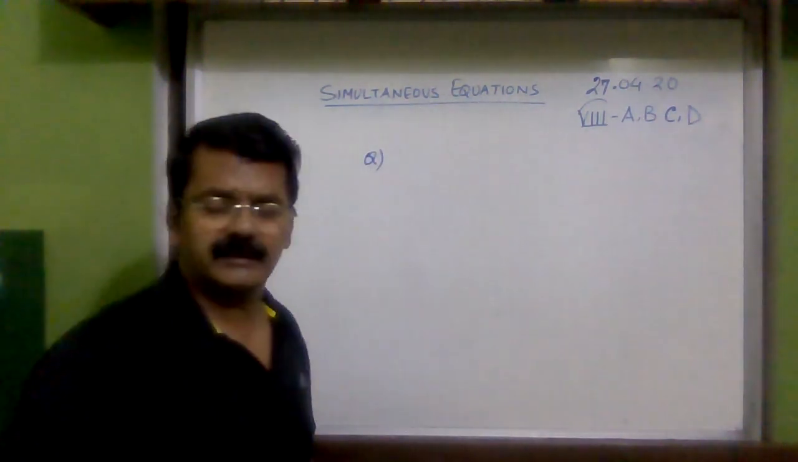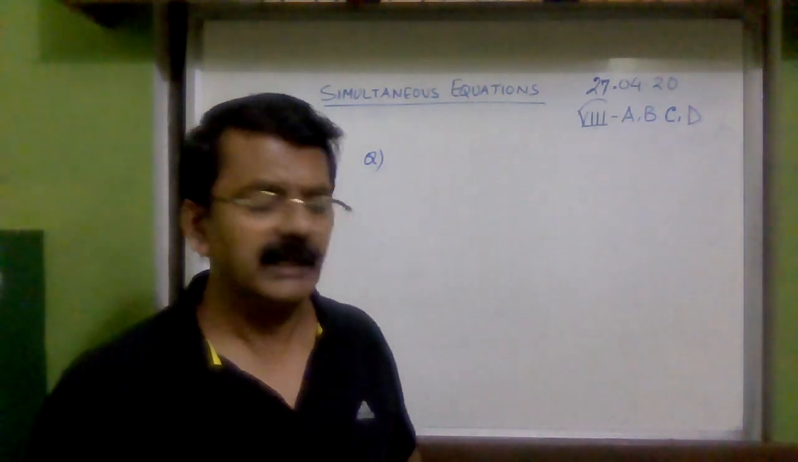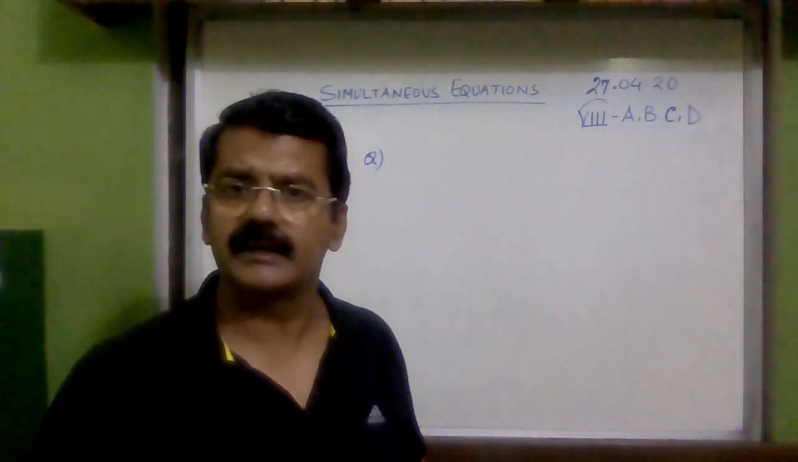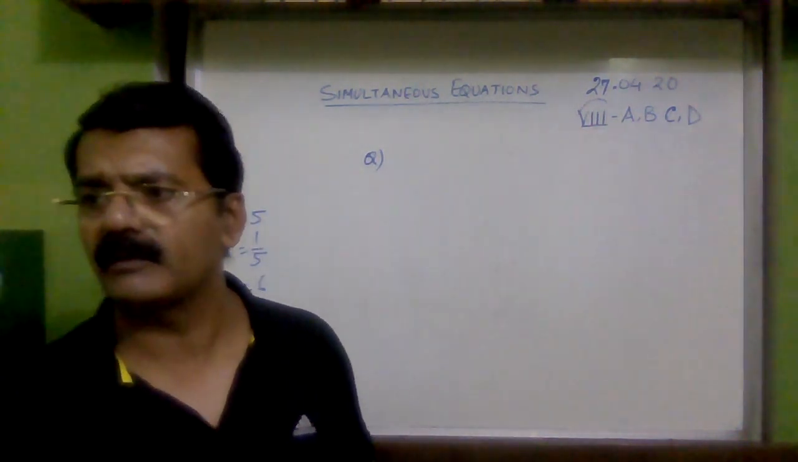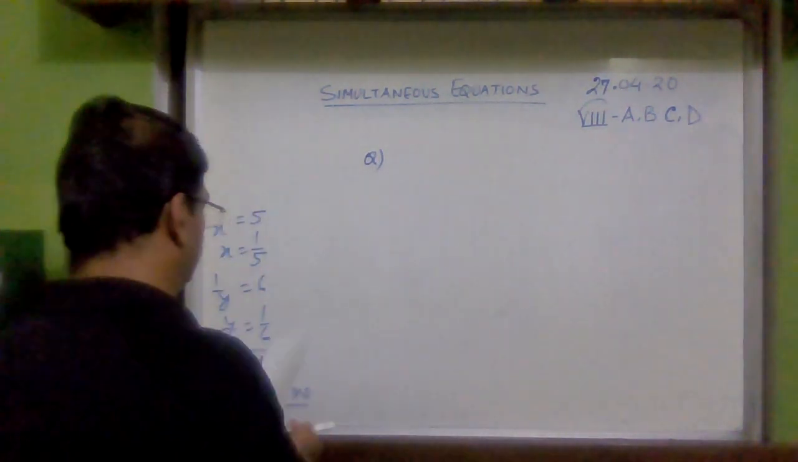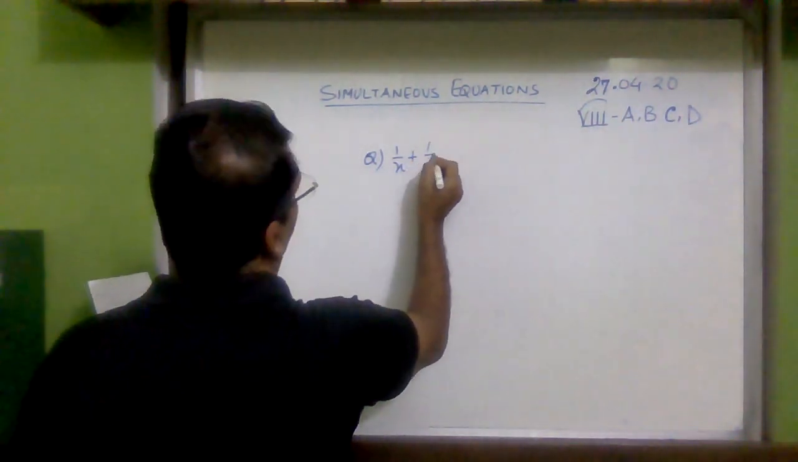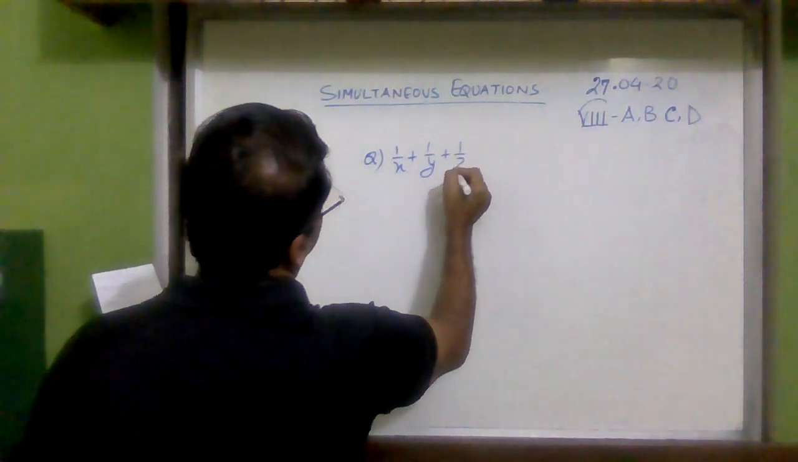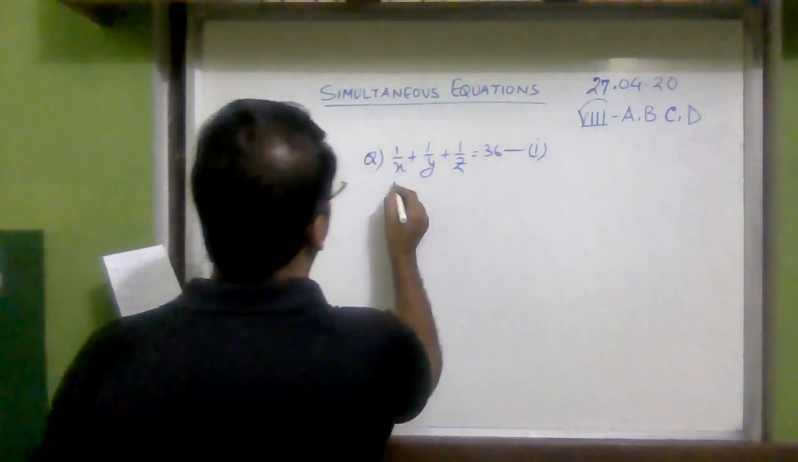We have already done the questions with 3 variables, that is x, y and z. So it is also of 3 variables, but instead of x, y and z we have 1 upon x, 1 upon y and 1 upon z. So the question is, the first equation is 1 upon x plus 1 upon y plus 1 upon z is equal to 36. That is equation number 1.